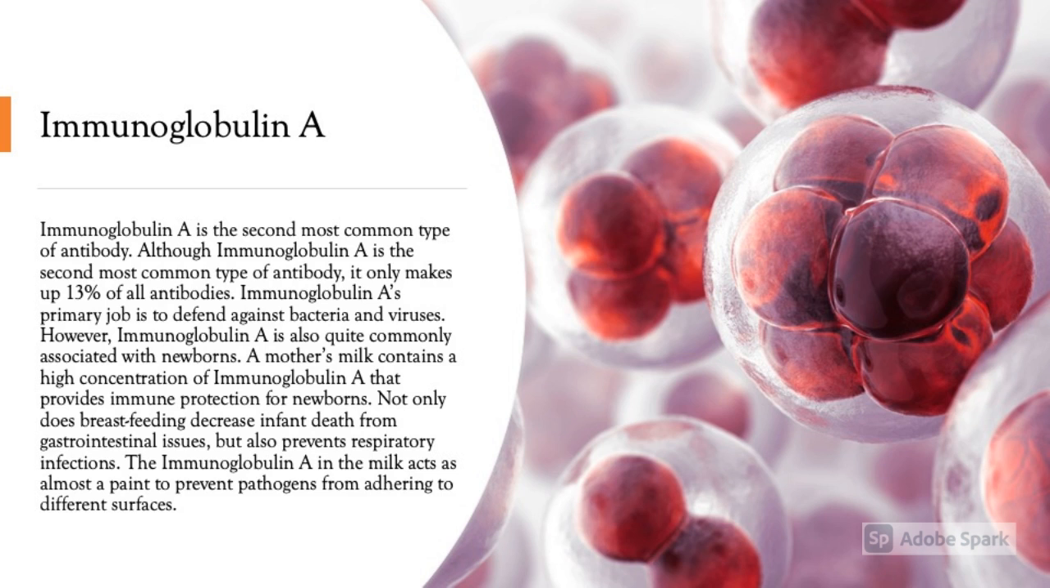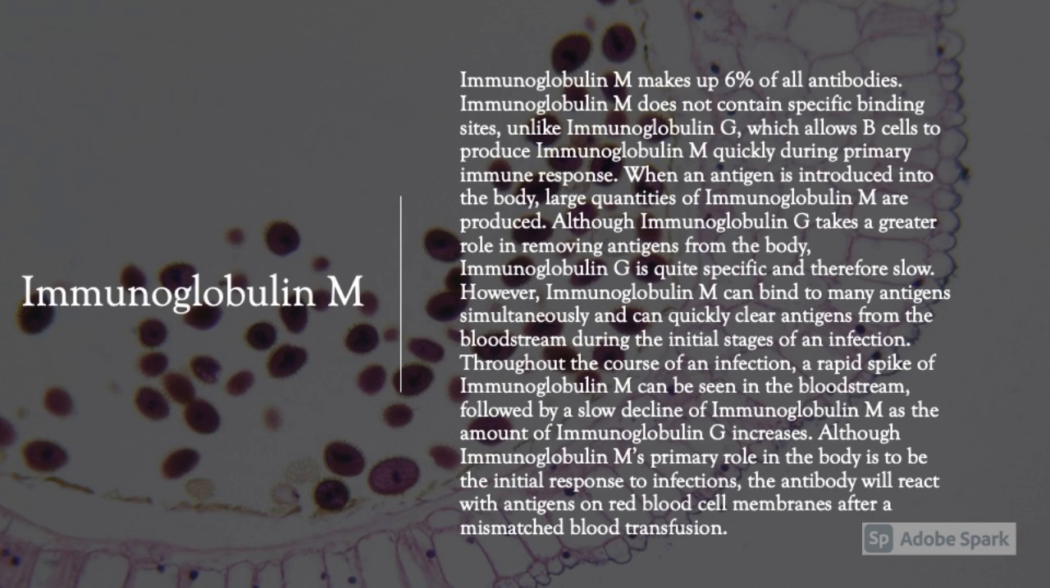A mother's milk contains a high concentration of IgA that provides immune protection for newborns. Not only does breastfeeding decrease infant deaths from gastrointestinal issues, but also prevents respiratory infections. The IgA in the milk acts as almost a paint to prevent pathogens from adhering to different surfaces.